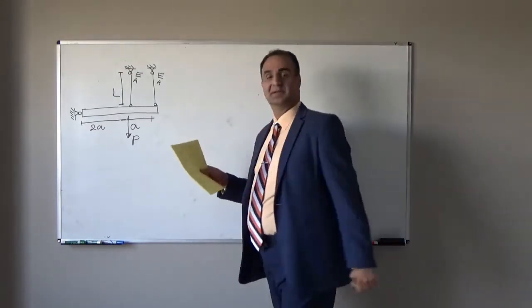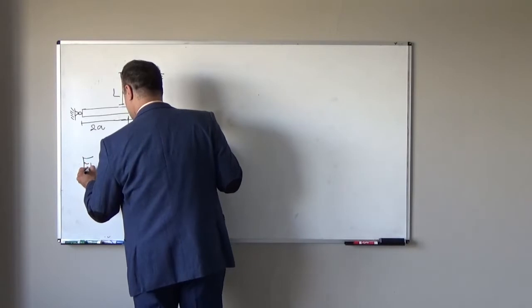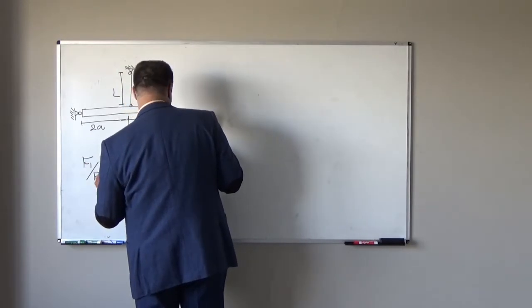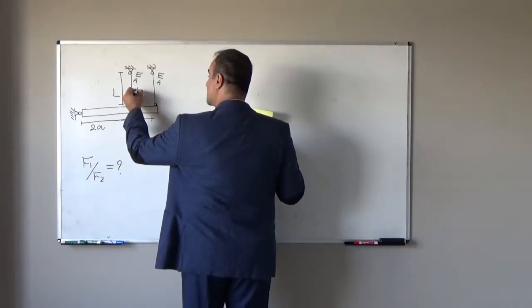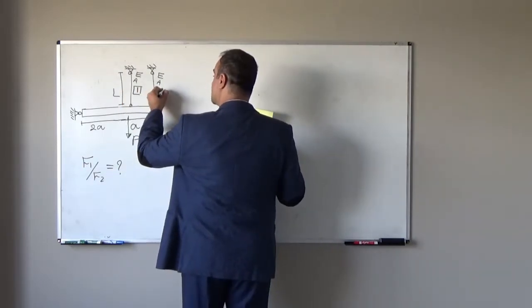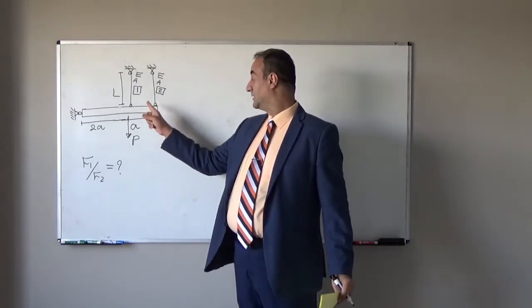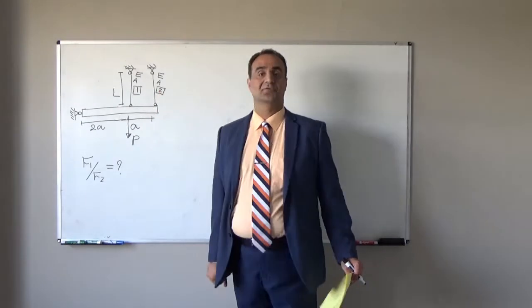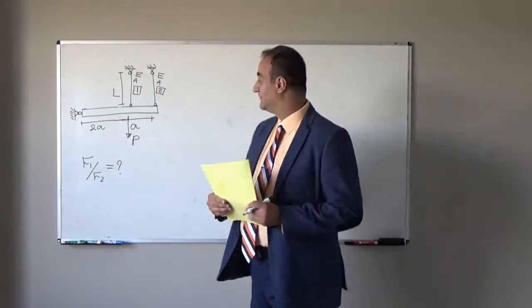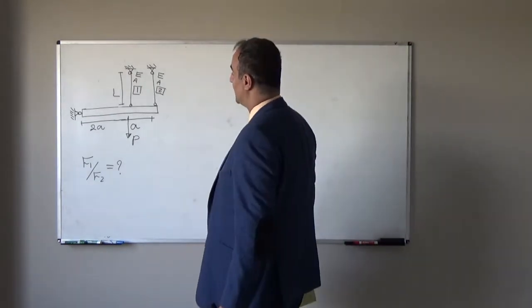The problem statement says find the ratio of F1 over F2. This is rod number 1, this is rod number 2. F1 is the internal force in rod number 1, F2 is the internal force in rod number 2. We want to find this ratio. How will we find that ratio? Let's see what we have.